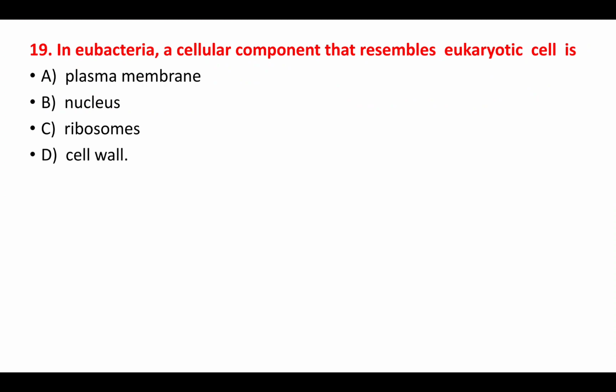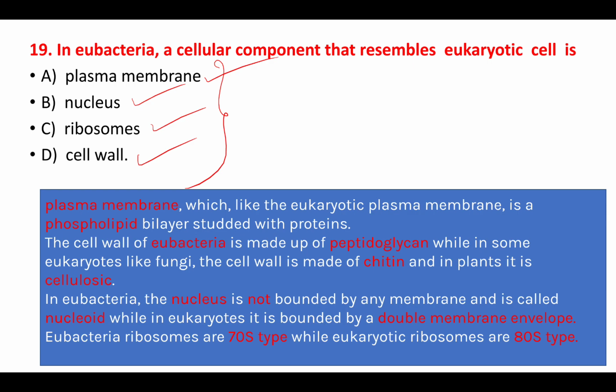Let us move on to the 19th question. In eubacteria, a cellular component that resembles eukaryotic cell is. They have given some cellular components here such as plasma membrane, nucleus, ribosomes and cell wall. See, the common cellular component in prokaryotes as well as eukaryotes is plasma membrane.